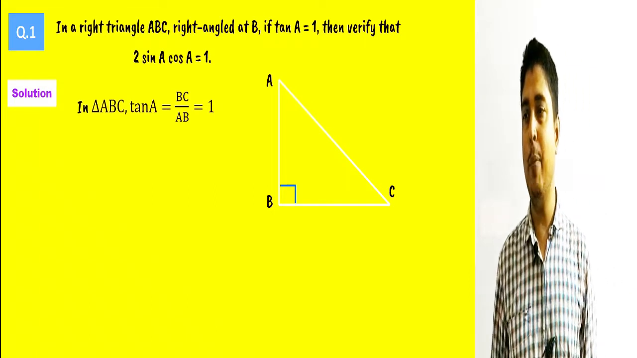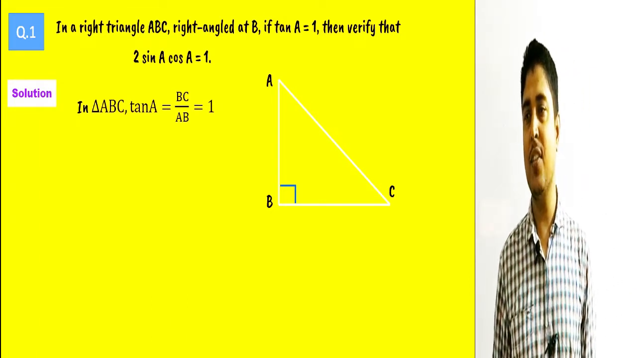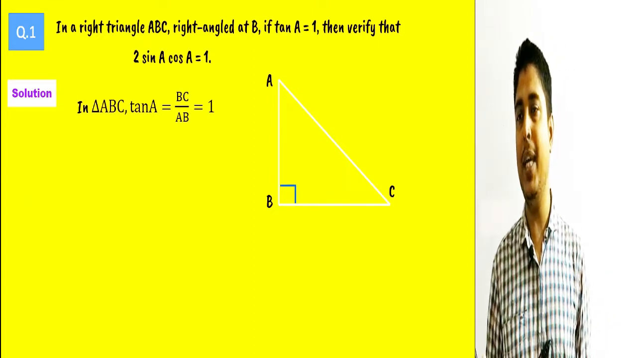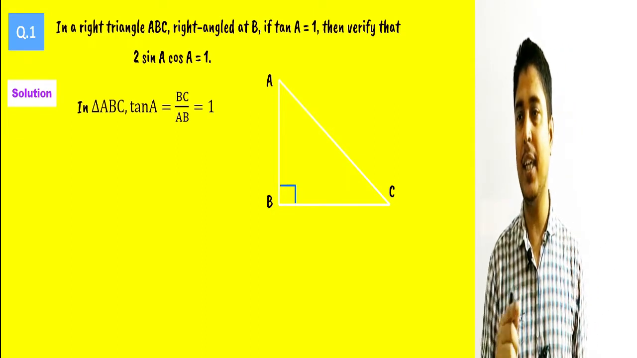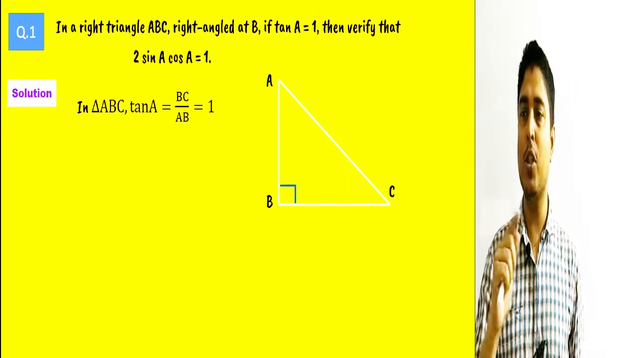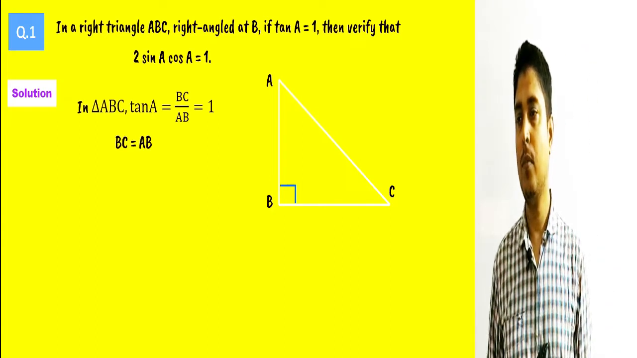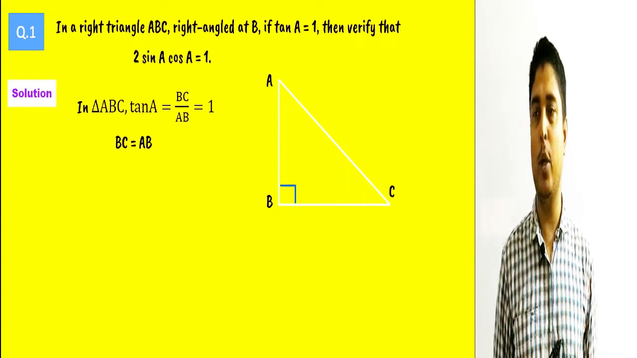Now in a triangle ABC, tan of A must be equal to what? Since we are considering the angle A, what will be my perpendicular? Perpendicular will be BC, and what will be my base? Base will be AB, because we are considering angle A and the side opposite to A will be the perpendicular here, so that will be BC. Now, since tan of A is equal to 1, we can say BC must be equal to AB.